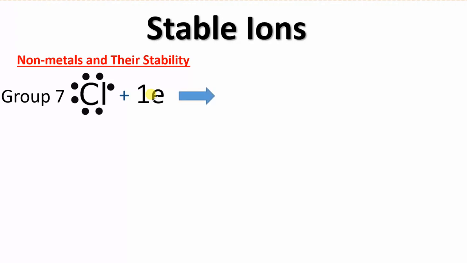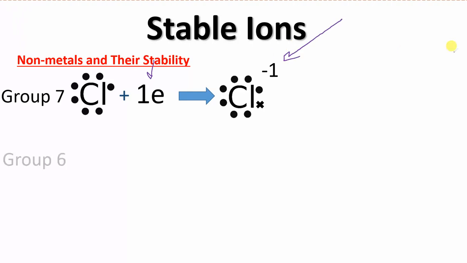So we're going to draw this one. Well, we'll do something a little different here. We'll draw our chlorine in. And now we're going to use a different symbol to represent this 1 electron here. And now since we've added an electron to this chlorine, we have an overall charge of -1. So that is chlorine's stable charge. It is -1.